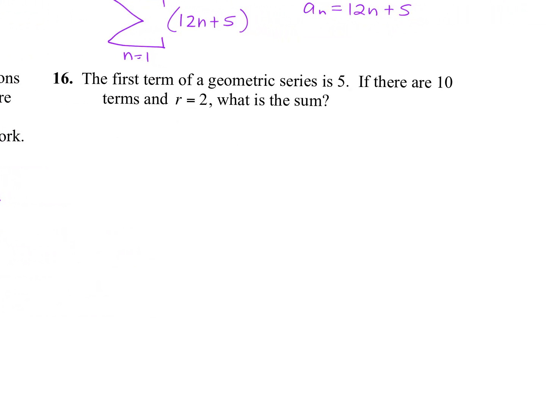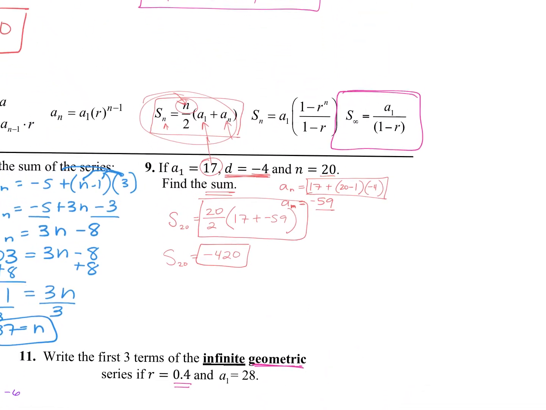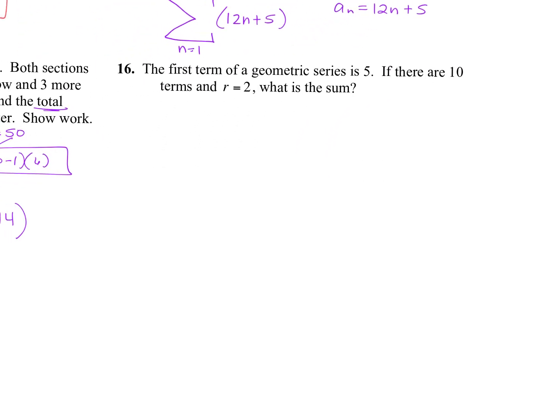Okay. Last one. It says the first term of a geometric series is 5, if there are 10 terms and r is 2. What is the sum? So think about what that means formula-wise. It says the sum of a geometric series is 5. There are 10 terms. So it's not an infinite geometric series. There are 10 terms. We're going to be plugging a 10 in here. So we're going to be putting it into this formula. I'll just rewrite that down here so you can see what I'm doing.